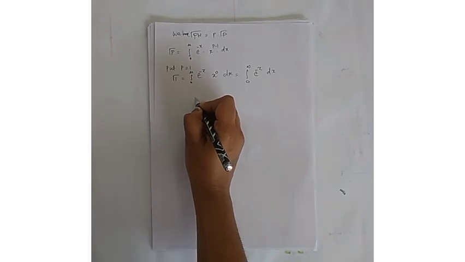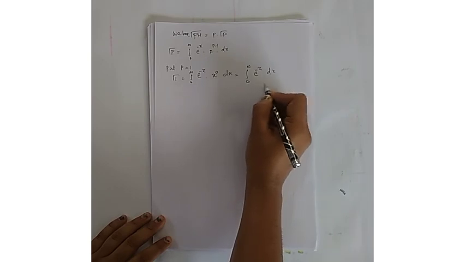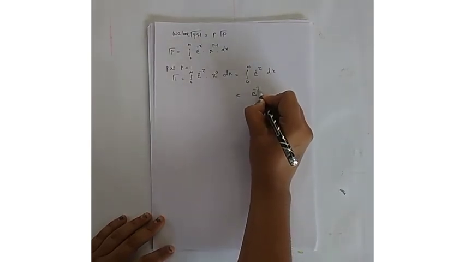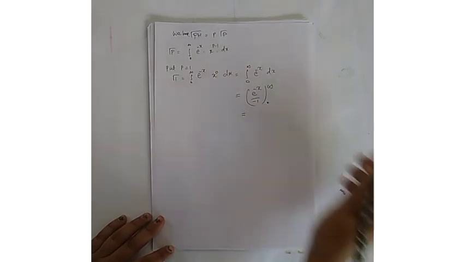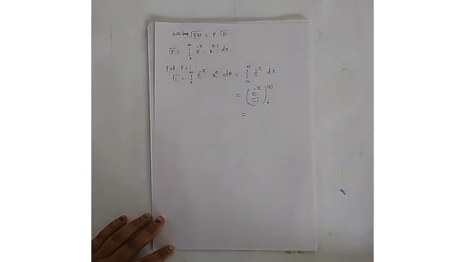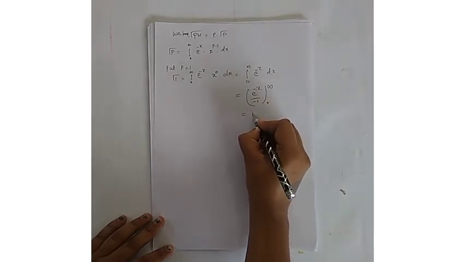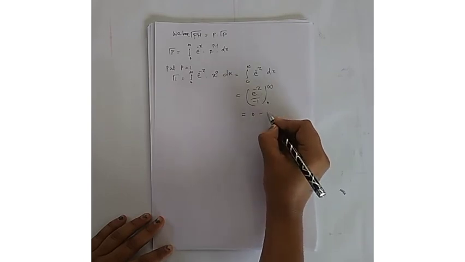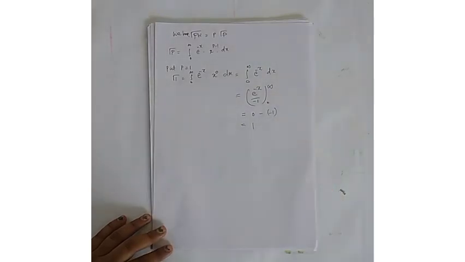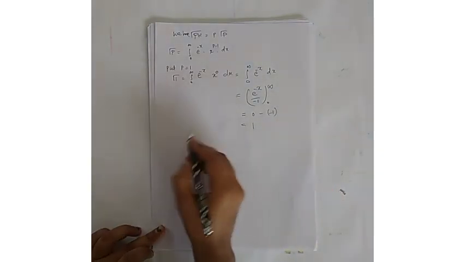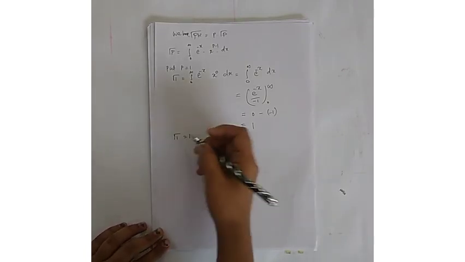So next, integrating this term is equal to e raised to minus x upon minus 1 with limit 0 to infinity. When you put infinity, the term becomes 0, and when you put 0, the term becomes minus 1. So minus minus plus 1, that is 1. So the value of gamma 1 is 1. Here we get gamma 1 is equal to 1.